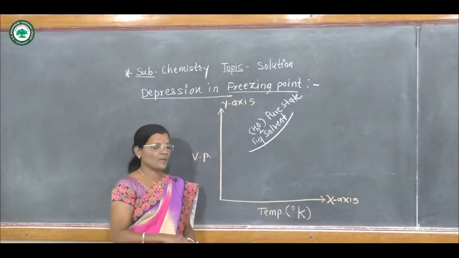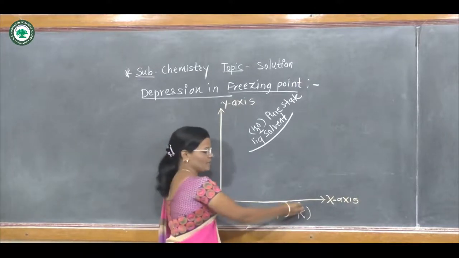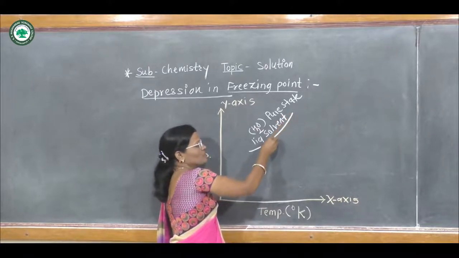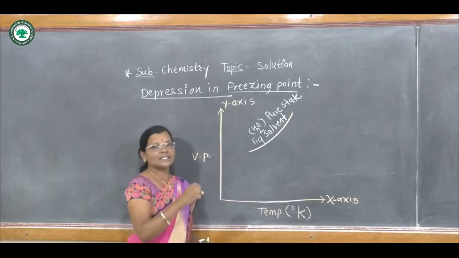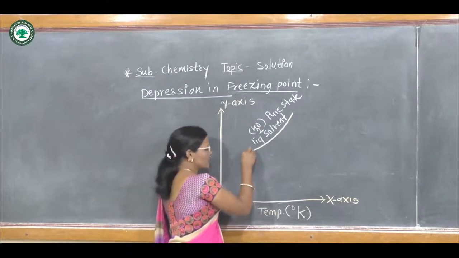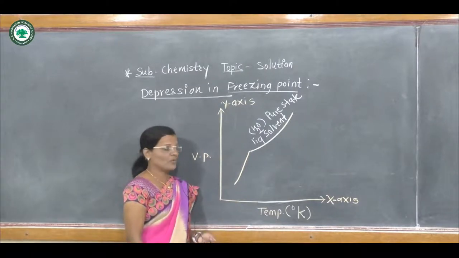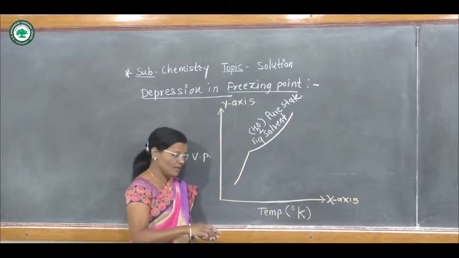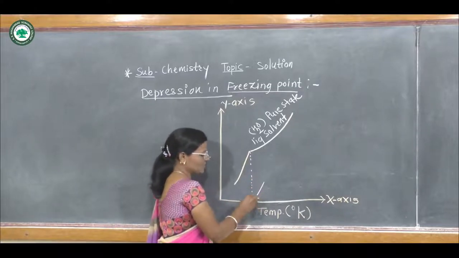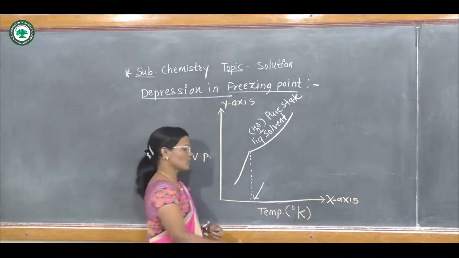Now here we have to consider the temperature decreasing. In the opposite case, as temperature decreases, the vapor pressure of this pure solvent, that is water, decreases and goes on decreasing. But at one stage there is a sharp decrease in the vapor pressure when we decrease the temperature. And the corresponding temperature is nothing but the depression in freezing point, or we have to consider that as the freezing point for pure water.